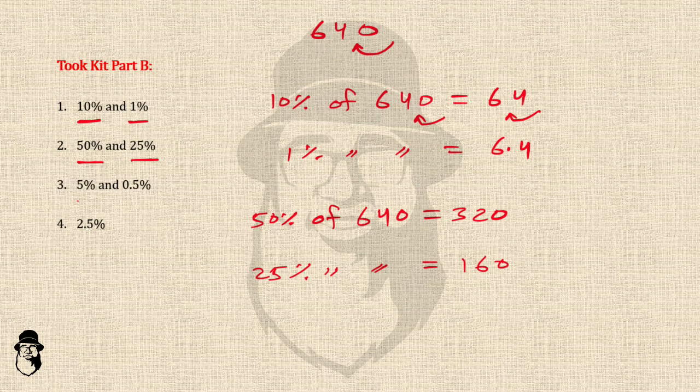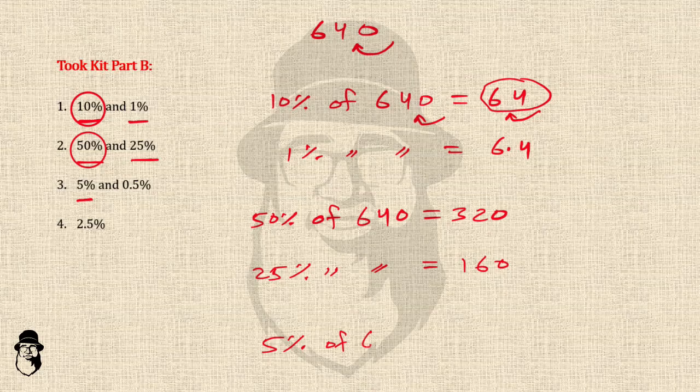And 5%, there are two ways of getting 5% because 5% is half of 10% and also 5% is 1/10 of this 50%. So we can do either way. We can get 10%, and if we have 10%, we just take half of it, we get 5%.